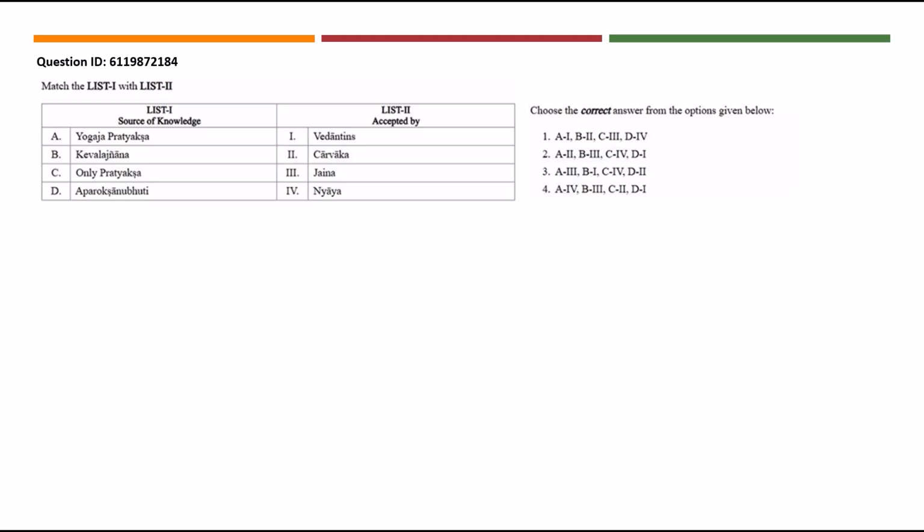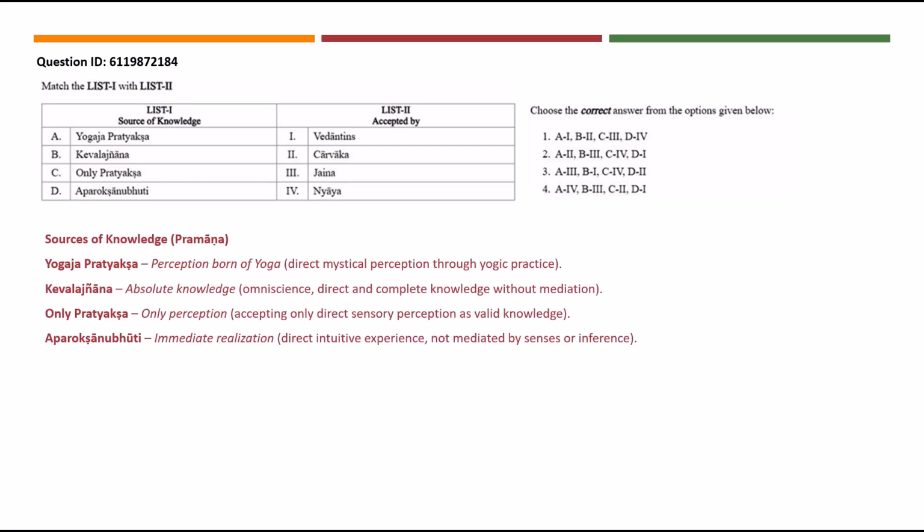Source of knowledge is given in list 1 and the group of people or the philosophers who have accepted them has been listed in list 2. What are the sources of knowledge? Pramana means knowledge. The first source is Yogaja Pratyaksha, perception born of yoga. Direct mystical perception through yogic practice. That is Yogaja Pratyaksha. The next one is Kevala Jnana, absolute knowledge, omniscience, direct and complete knowledge without mediation.